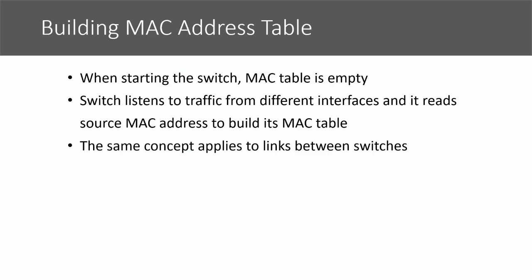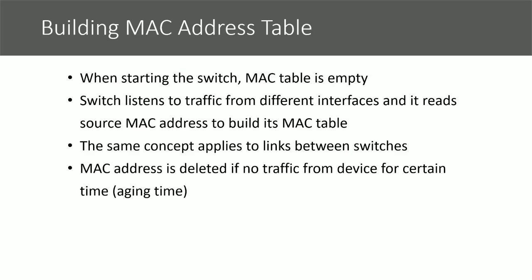The same concept applies to links between switches, as we will see in the coming slide. If there is no traffic from that device for a certain time, the switch deletes this mapping, or this MAC table entry. This is to make sure that the MAC table is up to date. The switch keeps updating the table and keeps deleting entries for devices that are not active or not currently connected to the network. The timeout period is called aging time. So for example, if aging time is 5 minutes, this means if no traffic is received from a certain device for 5 minutes, the switch will delete the entry for that device.